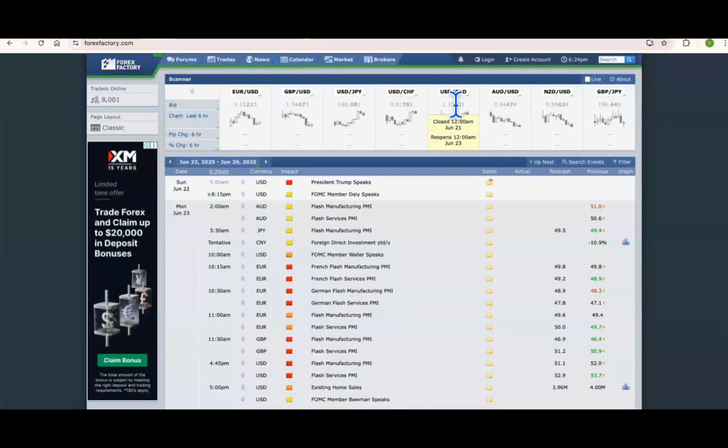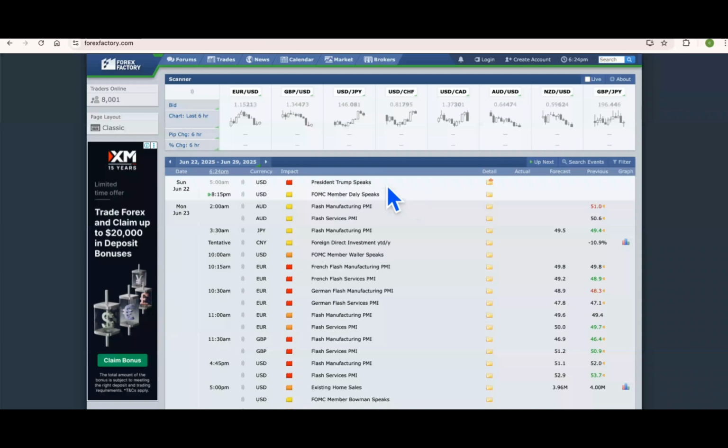Now, I want us to look at this economic calendar. I normally use forexfactory.com to check the news. As you can see here on Sunday at 5 a.m., this is Kenyan time, USD, we had President Trump speaks. But when he was giving the speech, the Forex currency market is closed. It's not yet open. So once the market opens, that's when we're going to see the reaction.